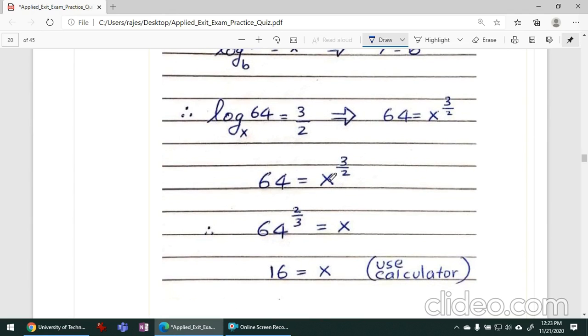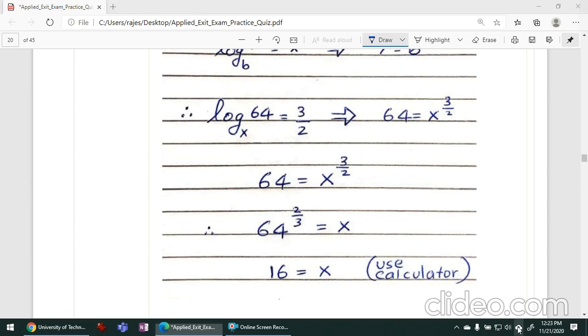Now I want to make the power of x as 1. So I want to remove this power. So what you have to do? This power should come here. When the power comes here, it will become upside down. Here it is 3 by 2. When it comes here, it will become 2 by 3. So here now x is clean. x power is 1. So now 64 power 2 by 3.